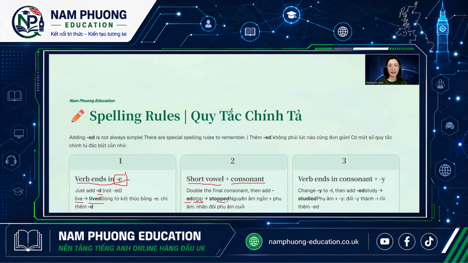Finally, for verbs that end in consonant plus y, what we do is we change y to i, then add ed. For example, we have the word study. So for this word, we notice that it ends with y, but before y, we have another consonant. So what we do is we change y to i and add ed. So from study, it becomes studied. These spelling rules will help you write each word correctly, so please remember them.